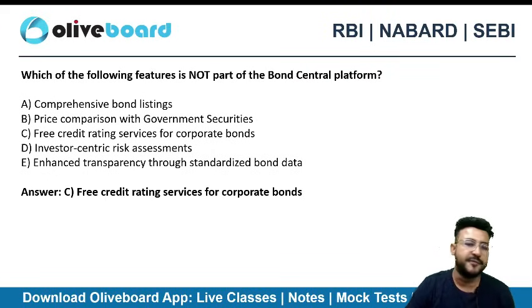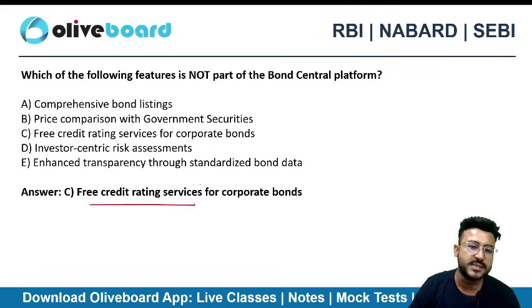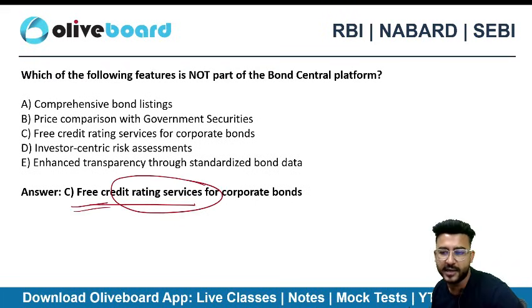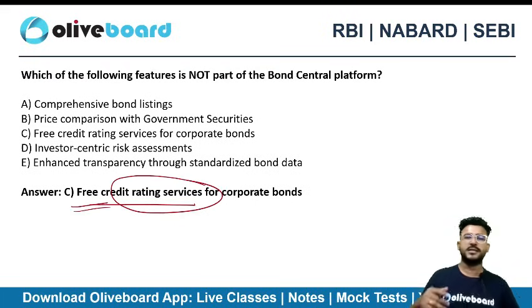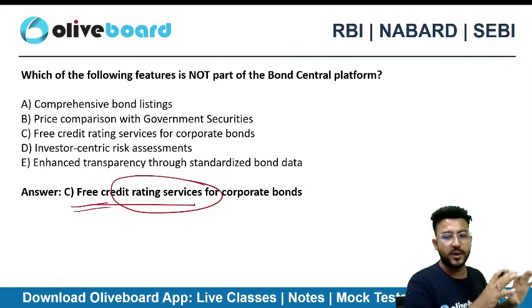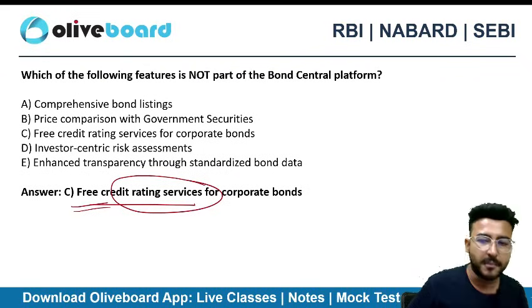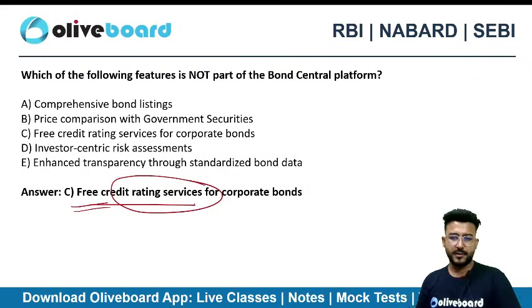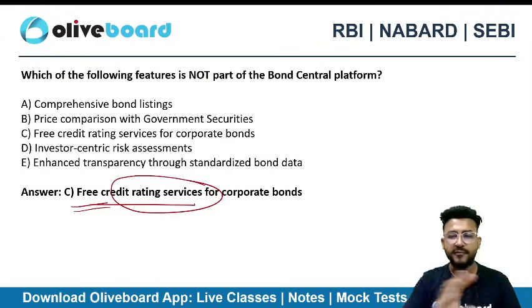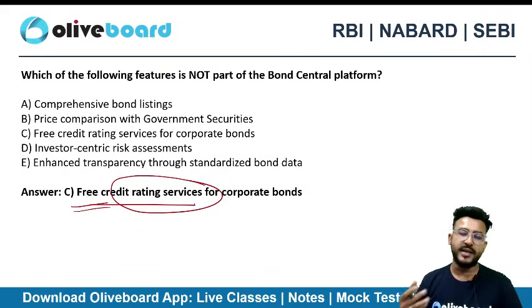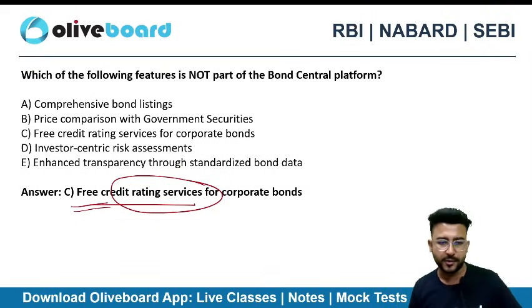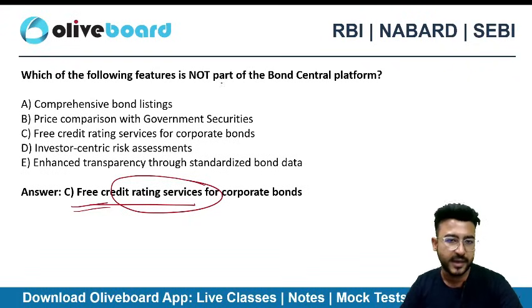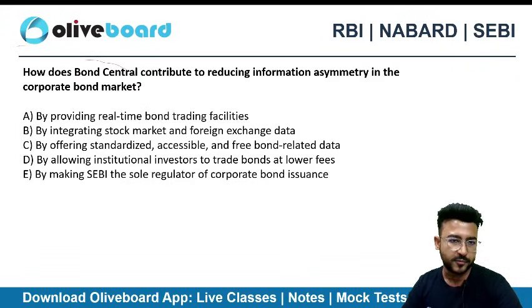That's option C, free credit rating service. They are just reflecting whatever your credit rating is. They are not giving you any free credit rating service, right? They are just reflecting, on a consolidated website, on a combined website, what your credit rating is. They never give you a service of credit rating. The credit rating services are being given by the credit rating agencies and not by Bond Central. Okay, so option C here is the incorrect statement. And that's what we need to find, right?